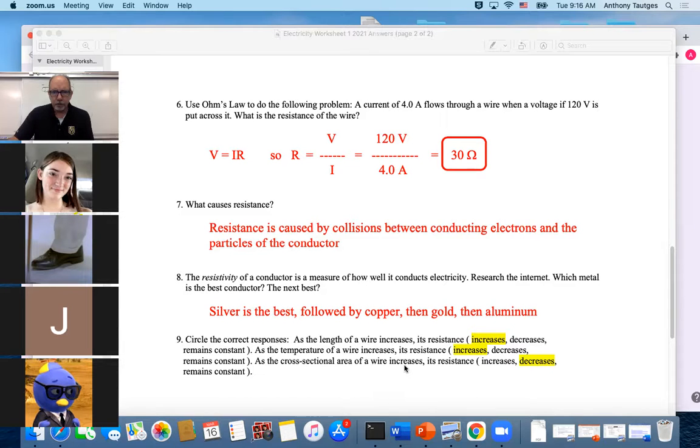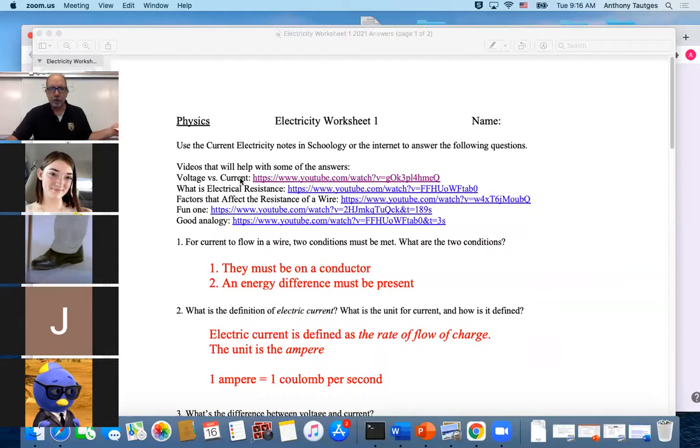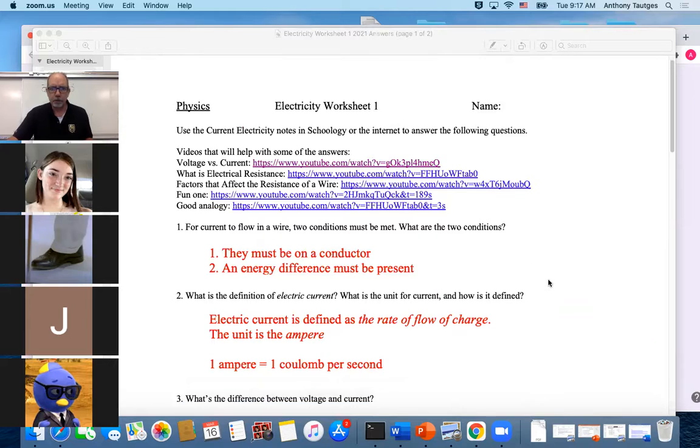And then finally, cross-sectional area. This is analogous to the width of a hallway. If a hallway is very narrow and you have a bunch of people standing in it, it's kind of hard to get through. But if that hallway is very wide, then it's easier to get through. There's more room to maneuver. So as the cross-sectional area of a wire increases, its resistance goes down because it's easier for the electrons to travel through. And I thought these videos, some of them, particularly the fun one, did a nice job of that. So yeah, I thought these videos were pretty good as far as answering these questions.